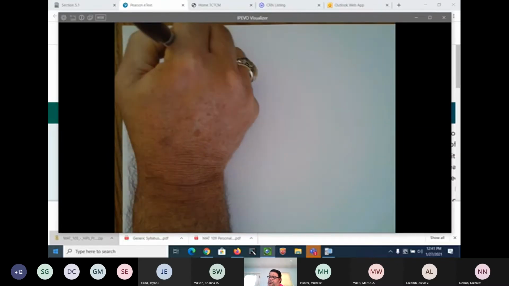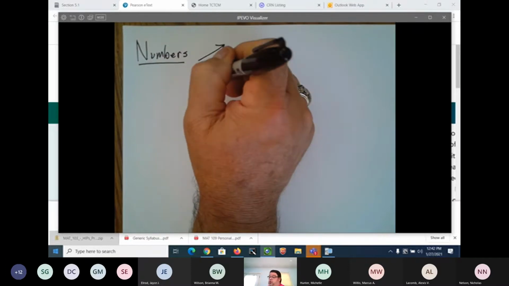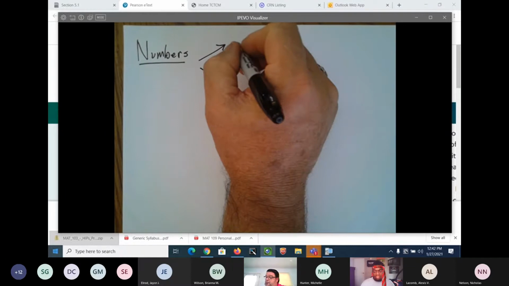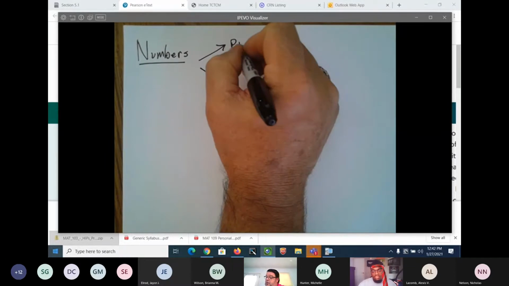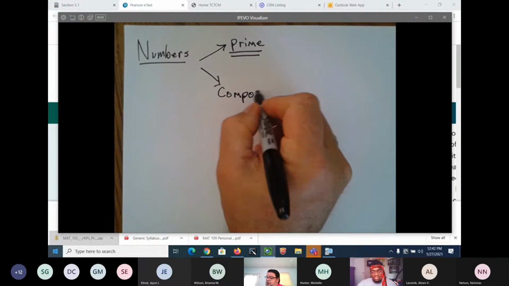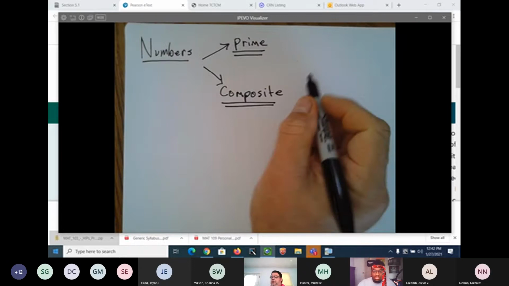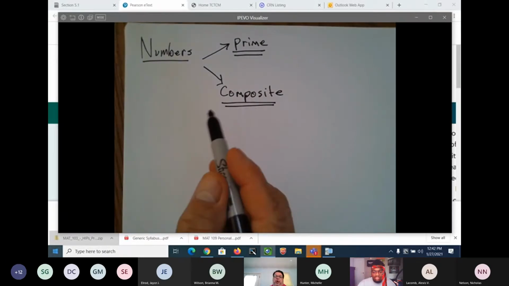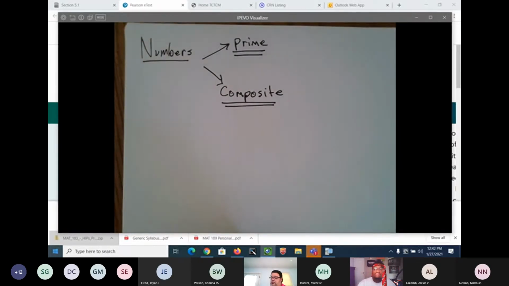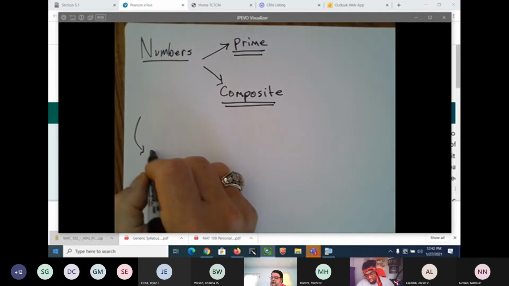There are two types of numbers. There is your prime numbers, and there is your composite numbers. Now, let me go ahead and tell y'all something right now, because I know I have some people that know everything in here. The reason I'm going over this real slow is because this leads to prime factorization. I'm going to just write a little note down here. This leads to prime factorization.